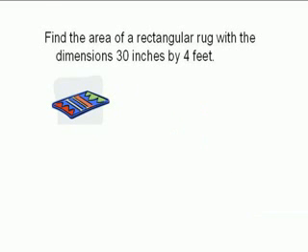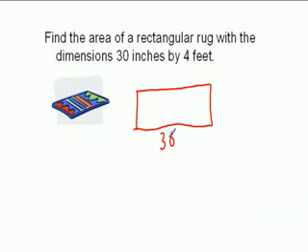Alright, let's find the area of a rug with the dimensions 30 inches by 4 feet. So we have 30 inches by 4 feet. It doesn't matter if it's not drawn right. Now in this section though, we have 4 feet and we have 30 inches. Because we have 4 feet and 30 inches, we cannot multiply them together because they're not the same unit. So we need to either change 4 feet into inches or 30 inches into feet.